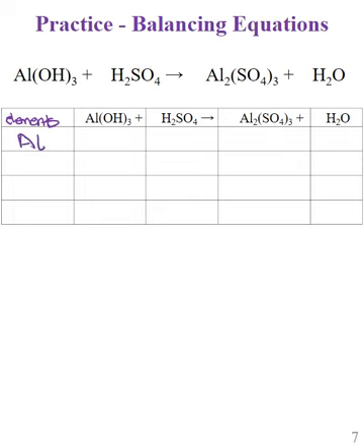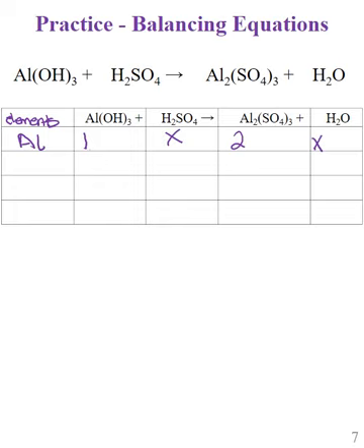And let's fill in all of the different aluminums. How many aluminums are in that first molecule, aluminum hydroxide? I only have 1, because that 3 represents 3 OHs. I don't have 3 aluminums, I only have 3 OHs. So only 1 aluminum. For H2SO4, I don't have anything. Al2(SO4)3: that means I have 2 aluminums. And no aluminums for water.